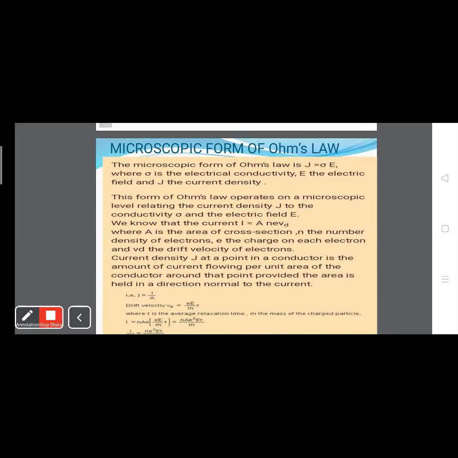Now, the microscopic form of Ohm's law. We have already discussed Ohm's law: V is directly proportional to I. This is the macroscopic form of Ohm's law. Now we are going to discuss the microscopic form of Ohm's law. What is the microscopic form of Ohm's law? It is J equals sigma E, where J is current density and sigma is conductivity, which we have already discussed previously.